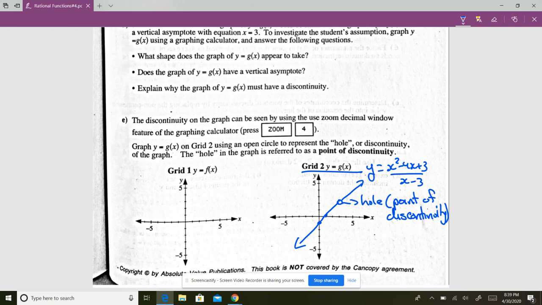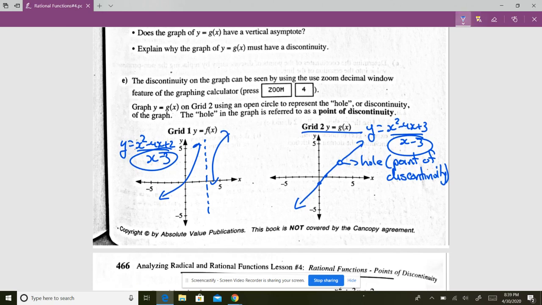Why is this a line, whereas the other one had a vertical asymptote at 3? It looks like this. This was the graph of y is equal to x squared minus 4x plus 2 over x minus 3. We had a vertical asymptote. This one does not have a vertical asymptote. They both have denominators of x minus 3. So what's different about the second one here?